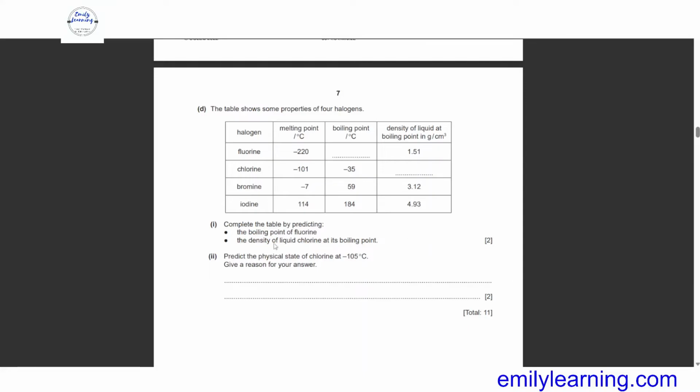So I know that the difference in the boiling point between bromine and iodine is 184 minus 59, which is 125 degrees Celsius. The difference between the boiling point of bromine and chlorine is 59 minus negative 35, or 59 plus 35, which is 94. So I know that from here to here the change is 125. The change here is 94. So here to here probably the change will be even smaller than 94.